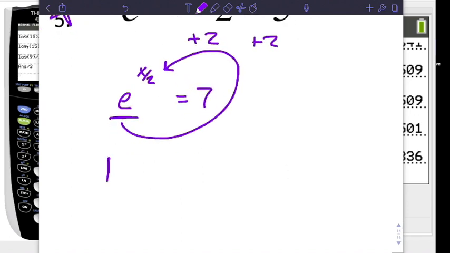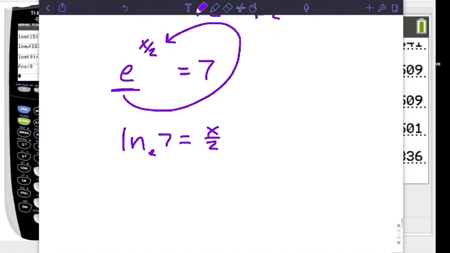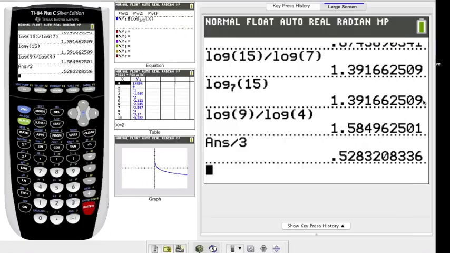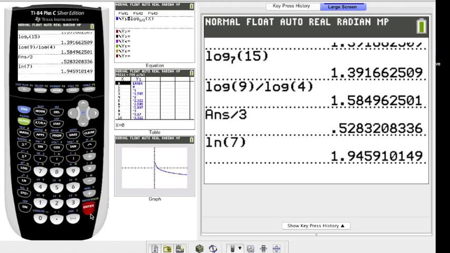Now log base e, if you write log base e, that's the same exact thing as natural log. So I'm going to go natural log. You can write the little e. Some people write it, some people don't. But natural log of 7, and then equals x over 2. Now you don't actually write the e there, you just hit the natural log button. So we're just going to hit natural log of 7, that'll give us that decimal. So apparently that decimal is 1.946, I guess, once you round up. And that's equal to x over 2.